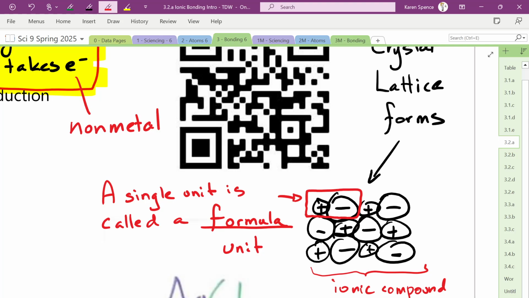Now, none of this will be on your quiz on Monday, okay? The quiz on Monday is just what I told you about before. We're going to take a look at this and we'll be reviewing all of these terms over the next few days, okay?